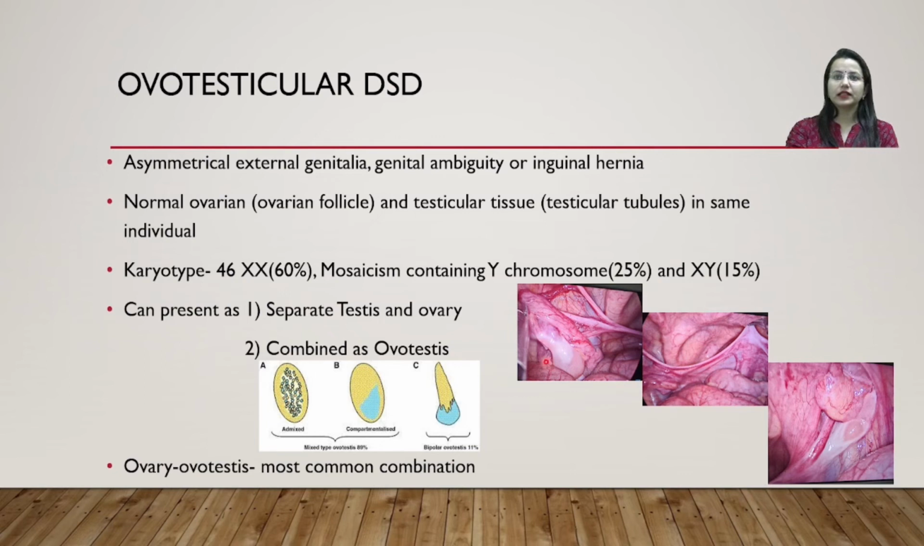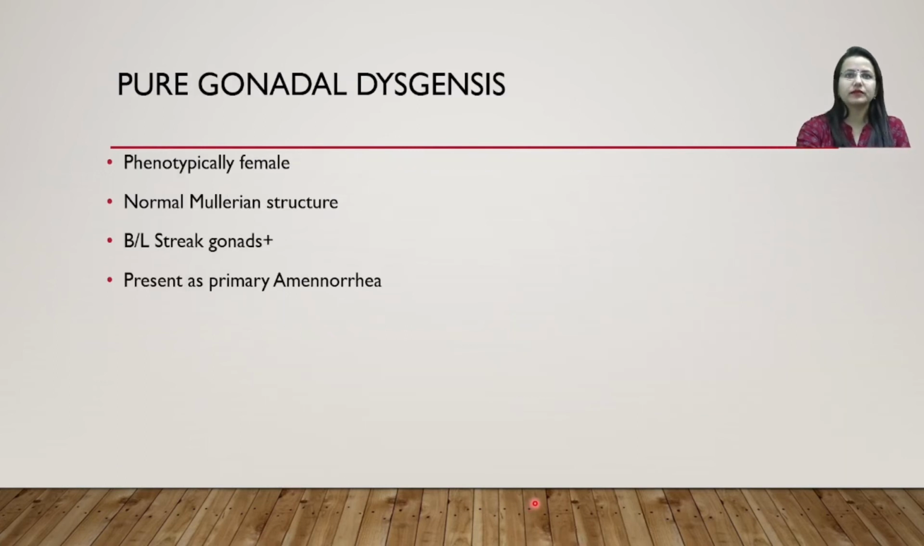In another case, there was a gonad where the ovarian tissue and the testicular tissue were separately seen. When the biopsies were sent for these patients, it turned out to be ovotestis for this patient, and ovary and testis for this patient. And the most common combination is usually ovary on one side and ovotestis on the other side.